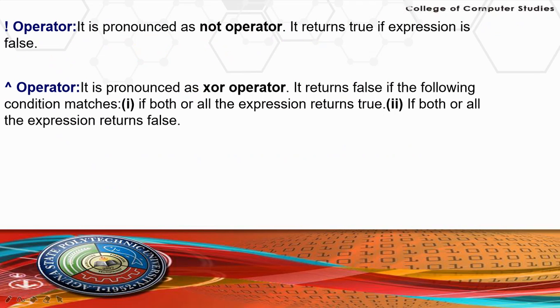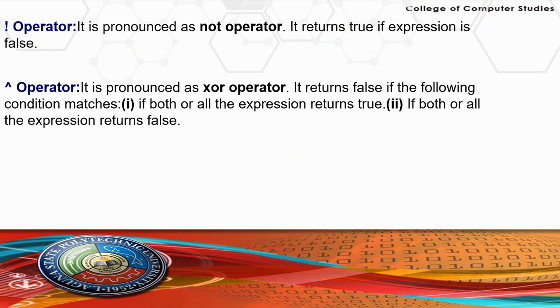Then we also have the NOT operator. It is pronounced as NOT operator. It returns true if the expression is false. We also have the XOR operator. This one, this symbol. It returns false if the following condition matches: if both or all the expressions return true, or if both or all the expressions return false. Meaning, if all of them have the same truth value, it will return false.